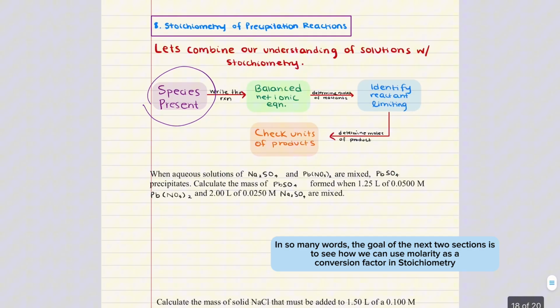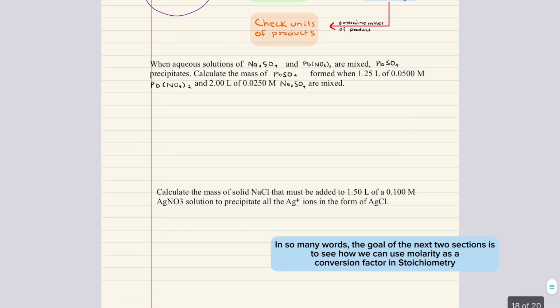So let's read it. This problem says, when aqueous solutions of sodium sulfate and lead nitrate are mixed, lead sulfate precipitates. Calculate the mass of lead sulfate formed when 1.25 liters of 0.05 molarity lead nitrate and 2 liters of 0.025 molarity sodium sulfate are mixed. Okay, let's get this in order.